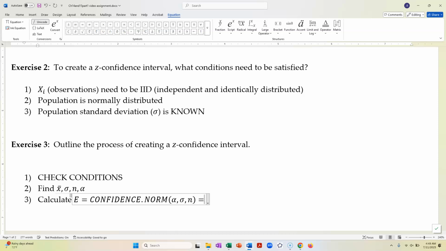The other thing that you can do, if you're doing this by hand, maybe I'll do this on a new line, is E is equal to this Z subscript alpha divided by 2 value times sigma over square root n. Okay, and Z alpha over 2 is described in the notes on how to be found.